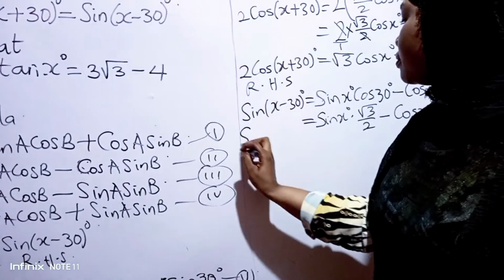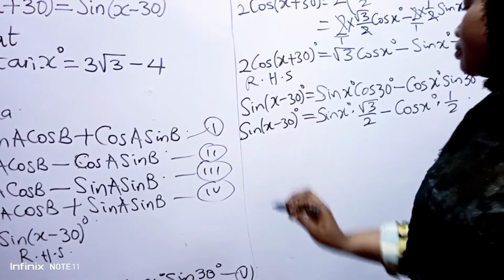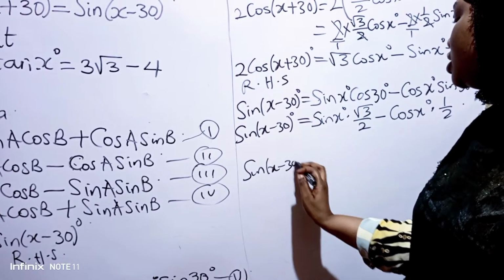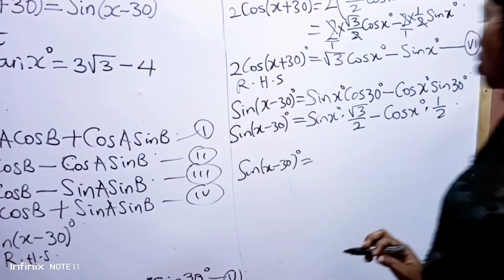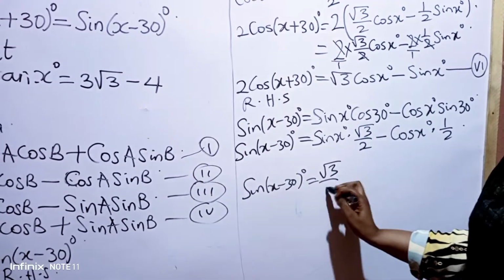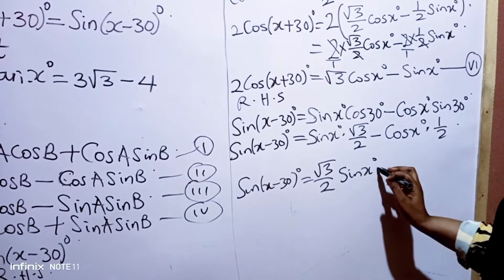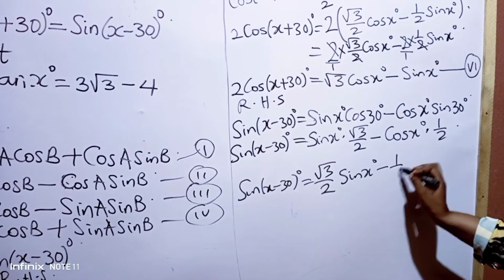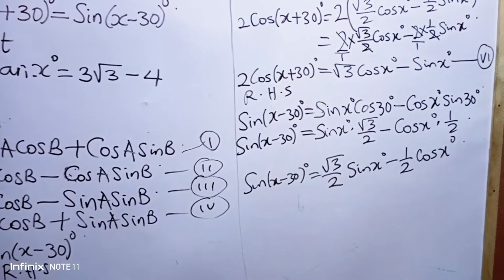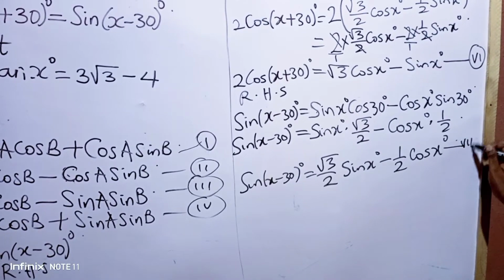So sine of x minus 30 degrees will now be equal to, so let's multiply, we have root 3 over 2, then sine x degrees minus 1 over 2 cos x degrees. So you write that one, let's label this one to be equation 7.